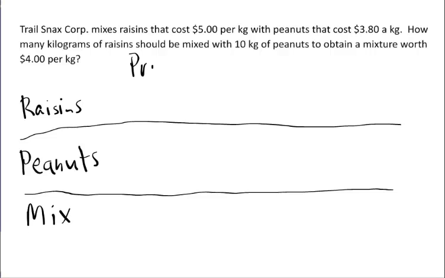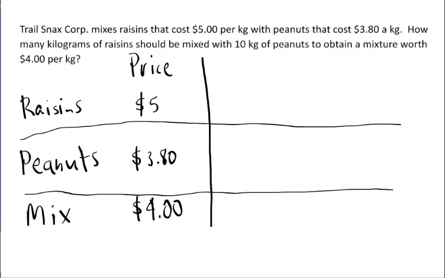So I need to know what the price is. Well, raisins are $5. Peanuts are $3.80. And the mix altogether, we want the mix to be $4 a kilogram. So there's your price. The question is, how many kilograms of raisins? So now when we look at the weight, the raisins we don't know, but I do know that I've got 10 kilograms of peanuts, so I know that my mixture will be x plus 10.